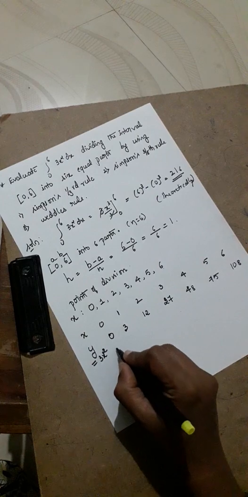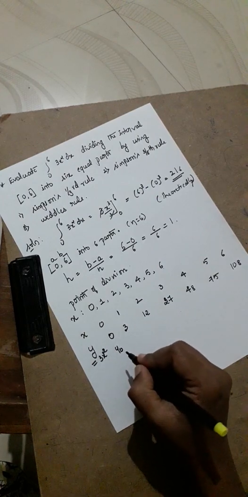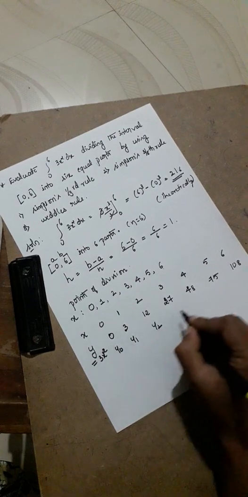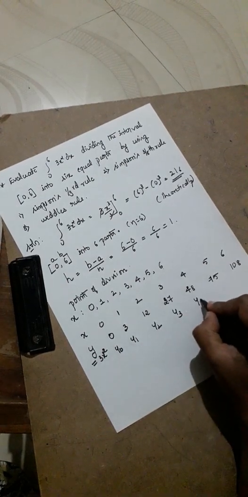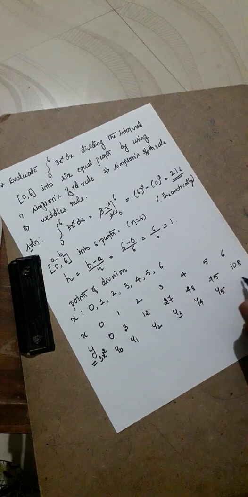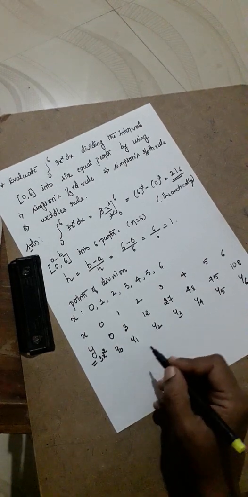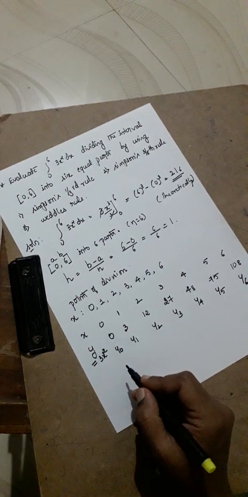Now we have to mention the values in the table, that is y0, y1, y2, y3, y4, y5 and y6. Now we have to write the formula for the Simpson's 1/3 rule.